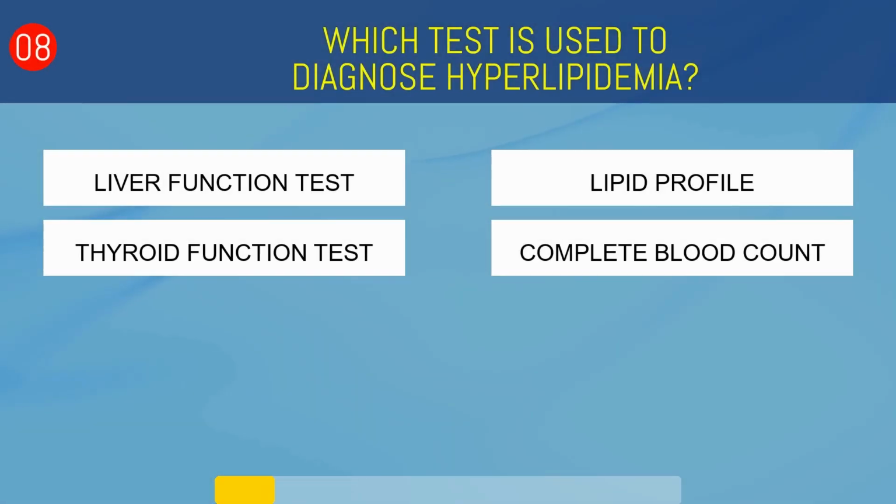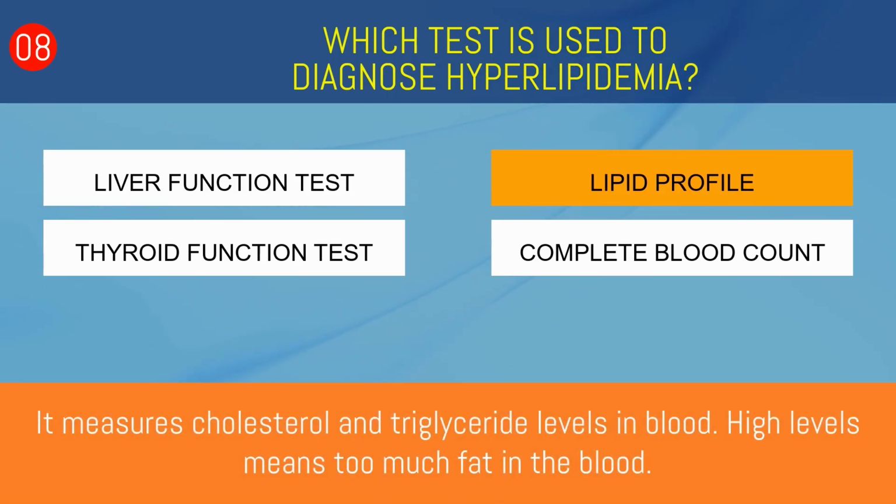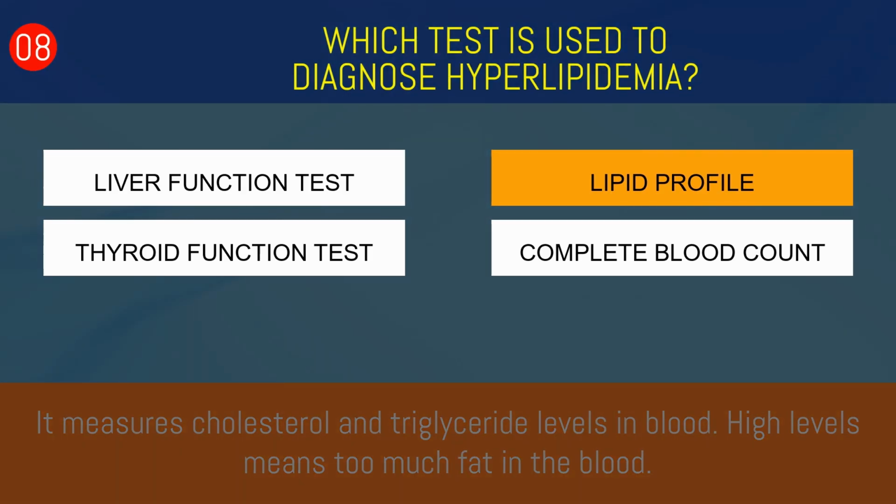Which test is used to diagnose hyperlipidemia? Liver function test, thyroid function test, lipid profile, or complete blood count? Lipid profile. It measures cholesterol and triglyceride levels in blood. High levels mean too much fat in the blood.